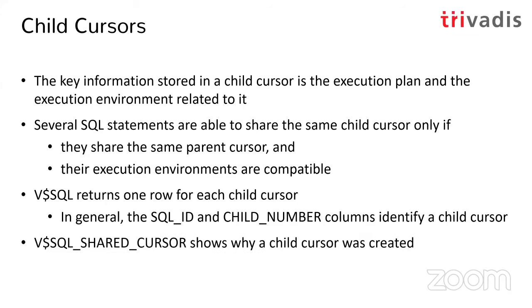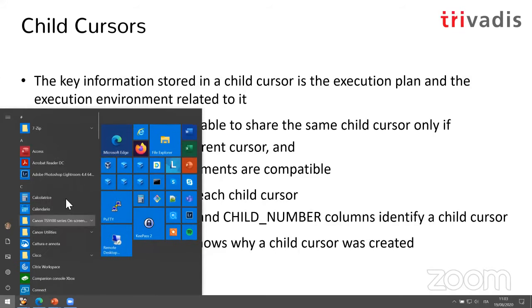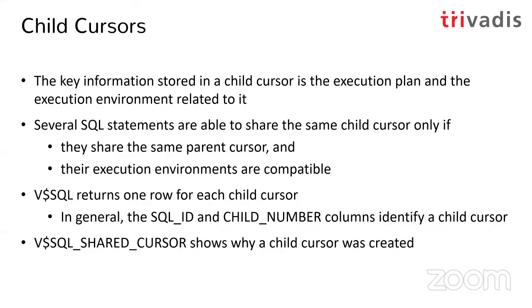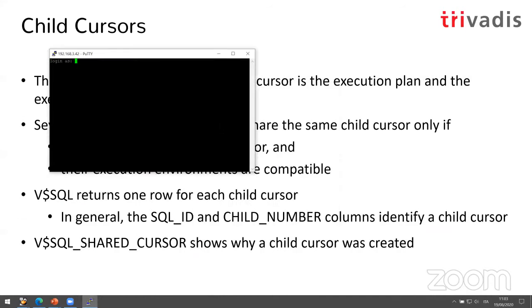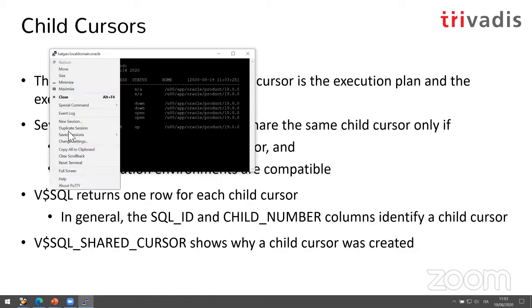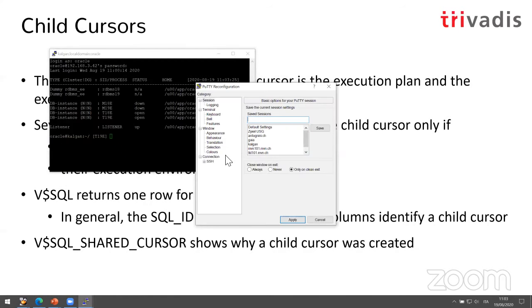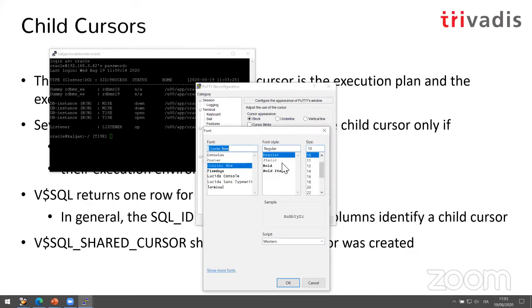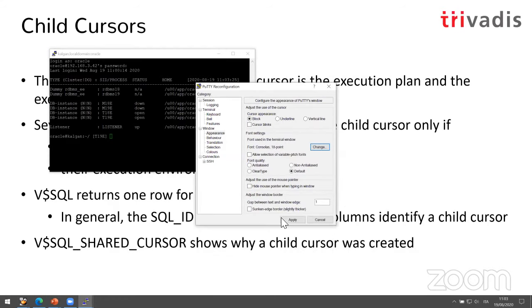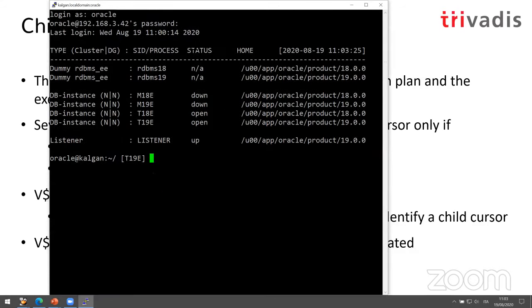Another thing I wanted to show you, and I have to restart the demo because that is interesting. There is a view called V$SQL_SHARED_CURSOR that shows you why a child cursor cannot be reused. That is a critical piece of information if you want to understand why something like that happens. So let me start from where I was before. Let me set a decent font so you can see what I'm typing.